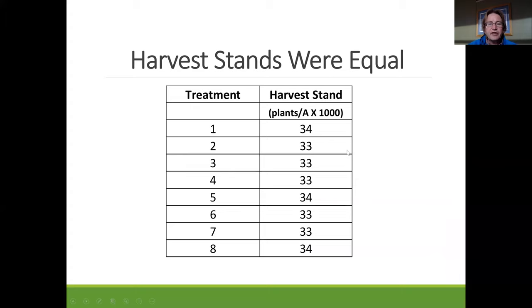In this study, harvest stands were equal. Remember when I showed you that picture of all that biomass? Well, treatment one is the no cover crop comparison, and treatments 2 to 8 all had cover crops. And notice that there was very little difference in stand establishment. So even though we had that large amount of biomass, we still got good corn stands.